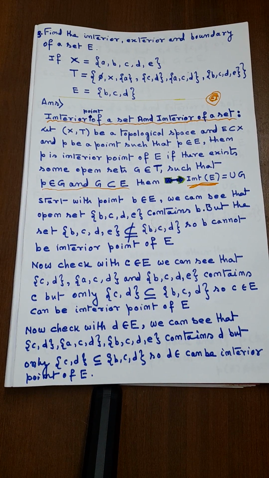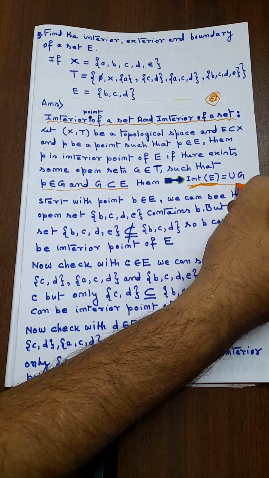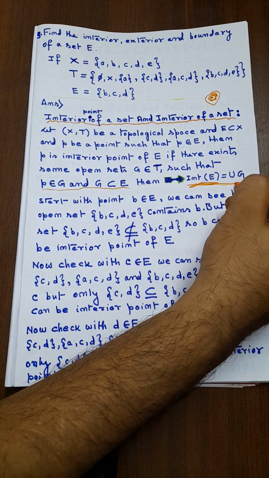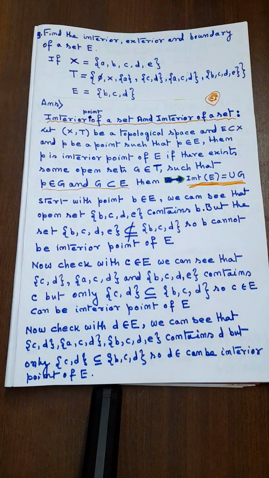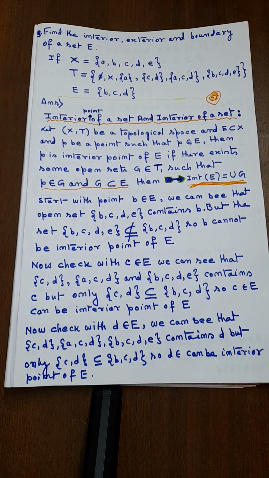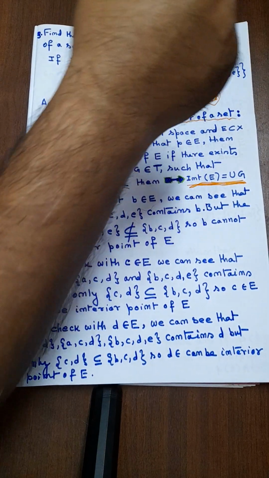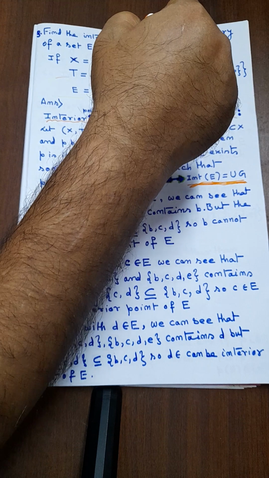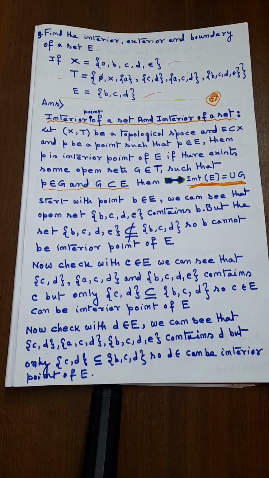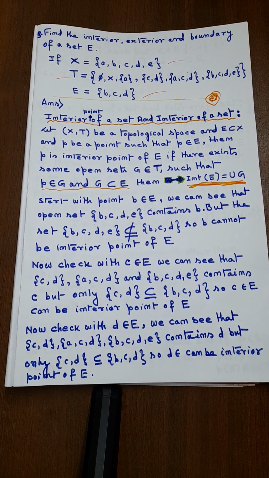So we denote it like this: the interior of E will be the union of all open sets G which are subsets of E. Now let us see what is given in the question. This is the main set, this is the topology, and this is the set for which we have to find the interior, exterior, and boundary.